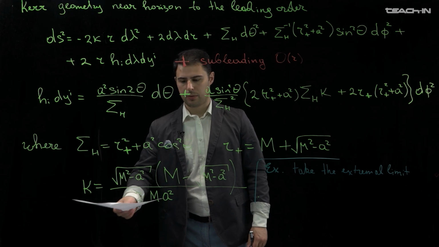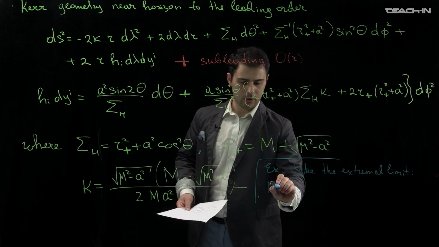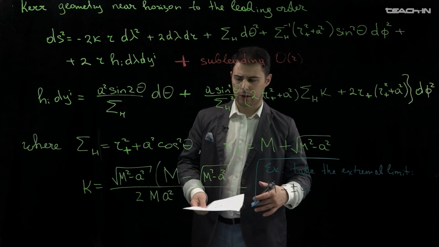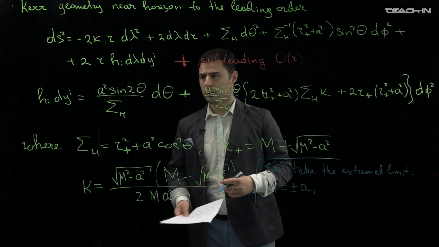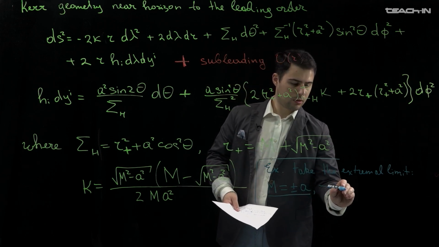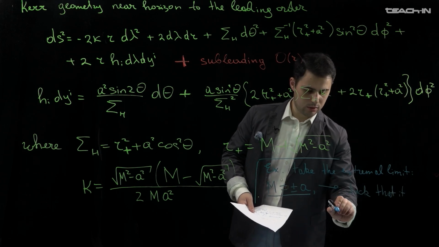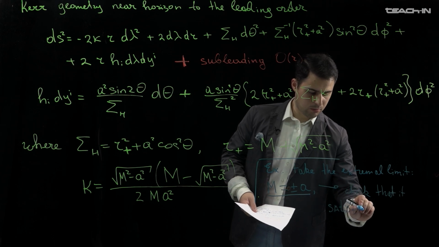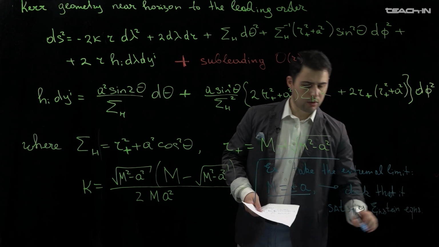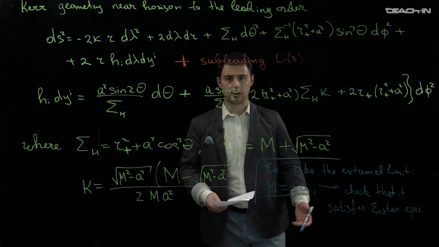That is, the vanishing of kappa, which happens for m equals plus or minus a. We can take plus, because minus a would correspond to the opposite direction of the rotation, and check that it satisfies Einstein equations. This is easily done with the help of some mathematical package, for example, Wolfram Mathematica or Maple.